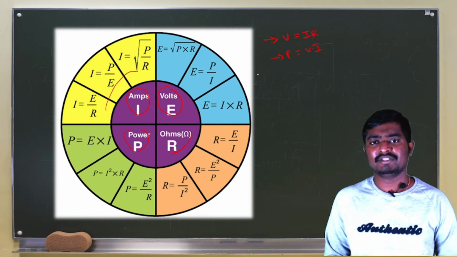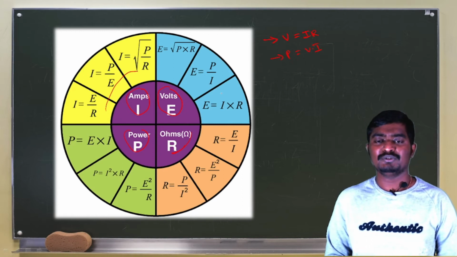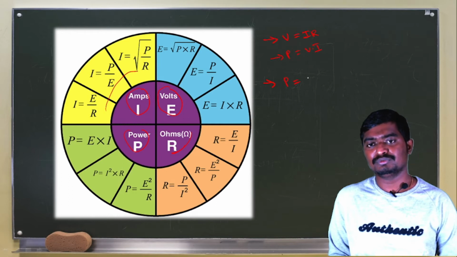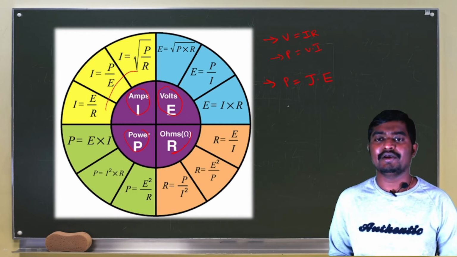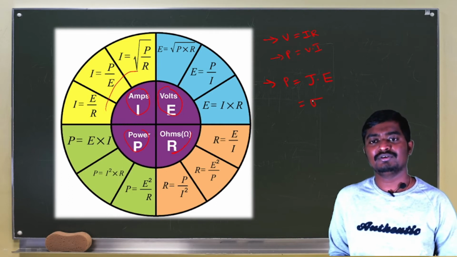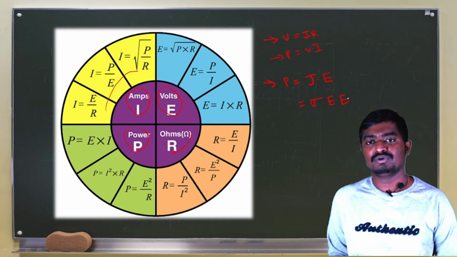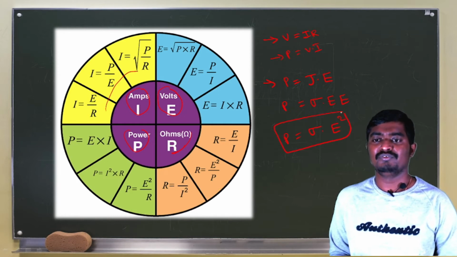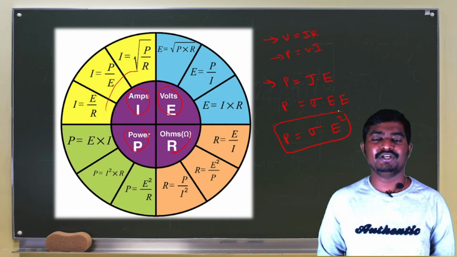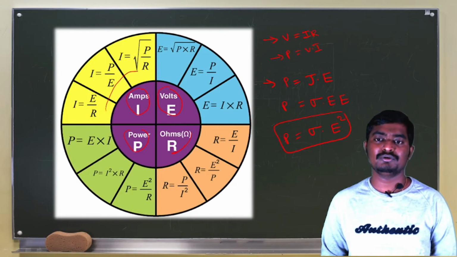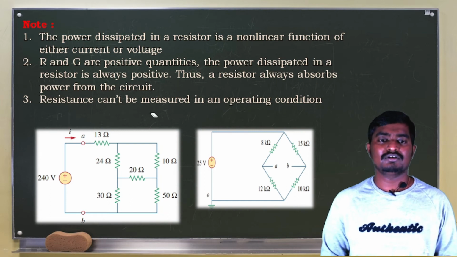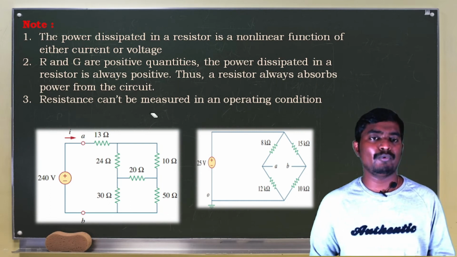In electromagnetic theory, the amount of power dissipated in a conductor can be written as power P equal to J into E. As per Ohm's law, J can be written as J equal to sigma into E. So power P equal to sigma into E square. From this equation, we can express that power dissipated in a conductor is proportional to the square of the electric field intensity. About this discussion, we will observe some points.